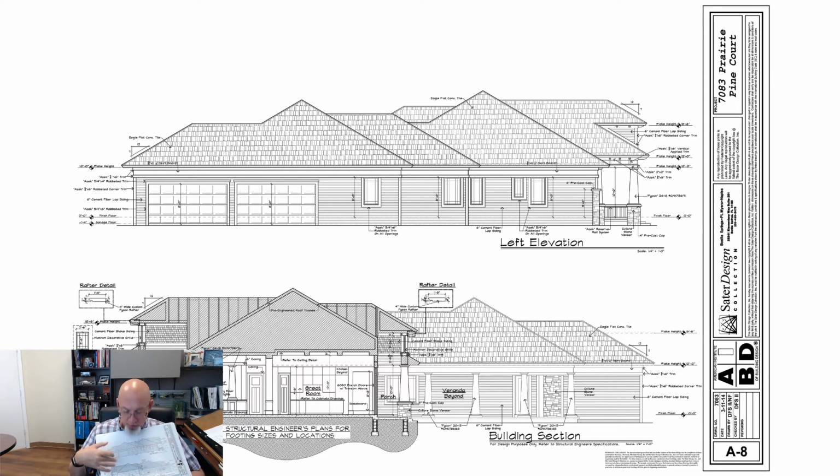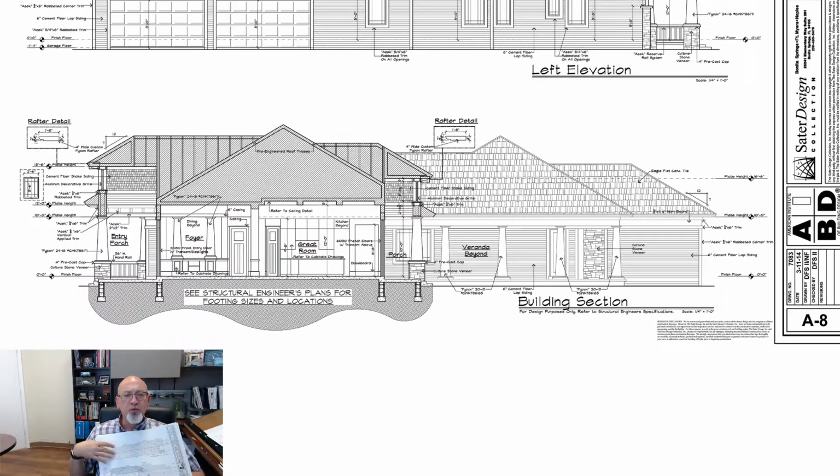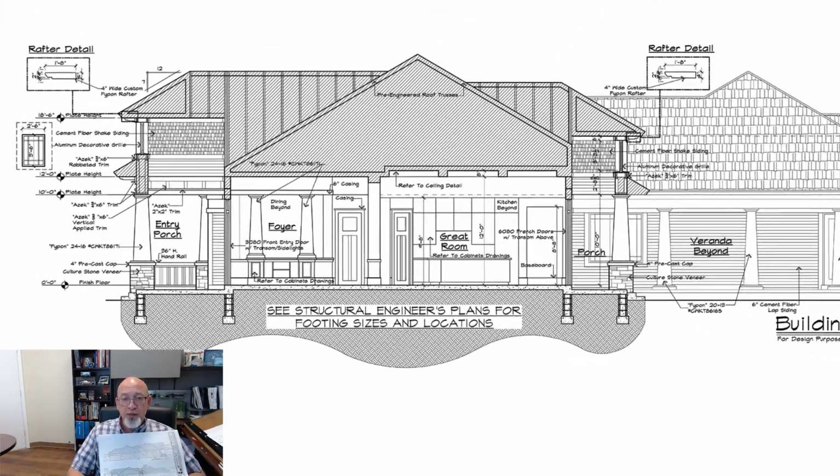But then you'll see a building section, and sometimes we're going to have, usually, one building section through a critical area that will be important to be shown. But sometimes, in a bigger house, there might be 2 or 3 building sections that cover some gray areas that you can't see from the elevations that need to be detailed out.